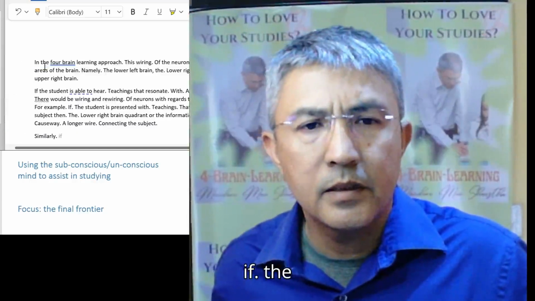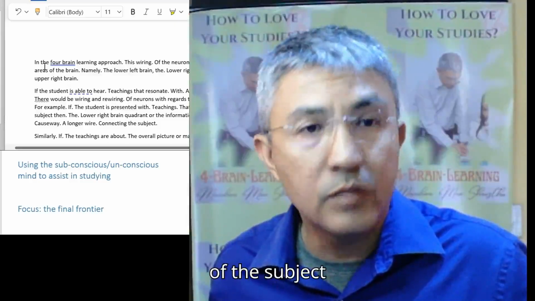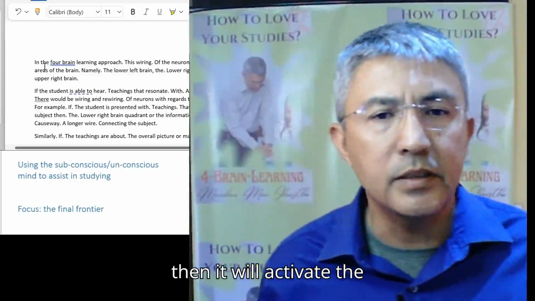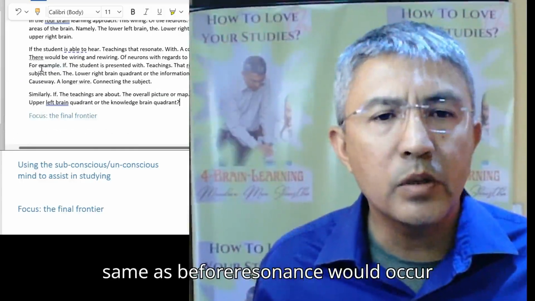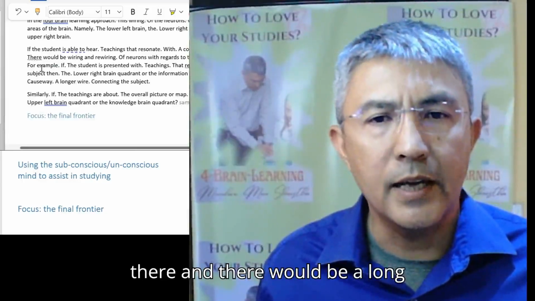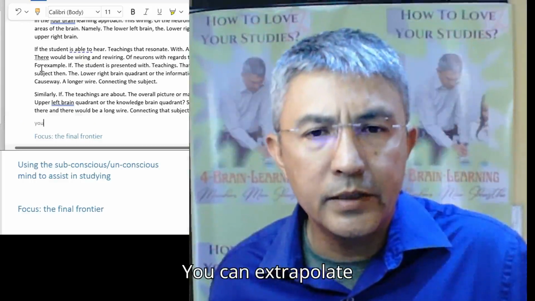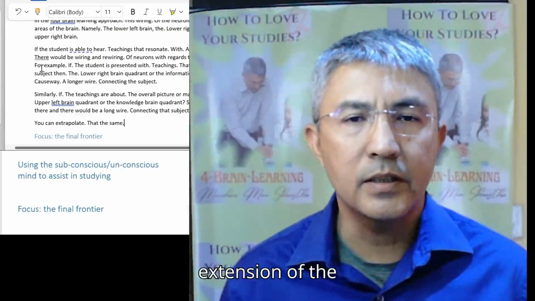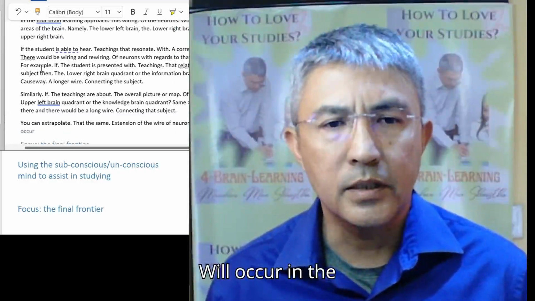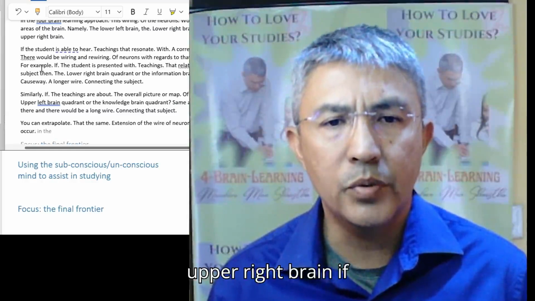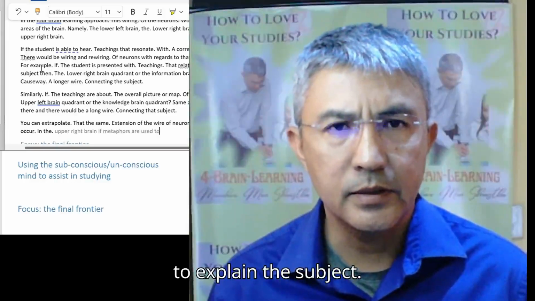Similarly, if the teachings are about the overall picture or map of the subject, then it will activate the upper left brain quadrant or the knowledge brain quadrant. Same as before, resonance would occur there, and there would be a long wire connecting that subject. You can extrapolate that the same extension of the wire of neurons with regard to that subject will occur in the upper right brain if metaphors are used to explain the subject.